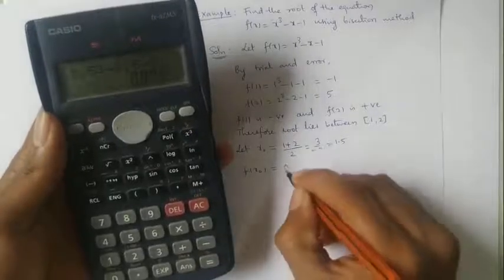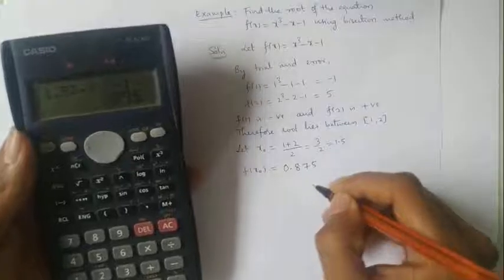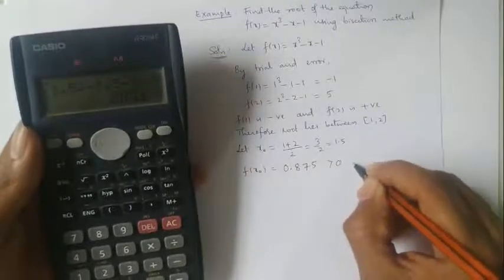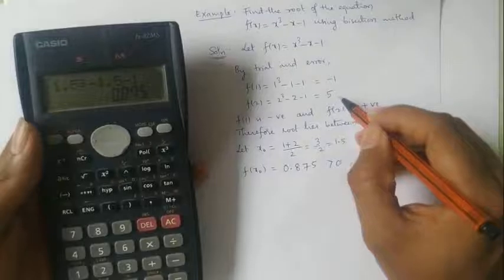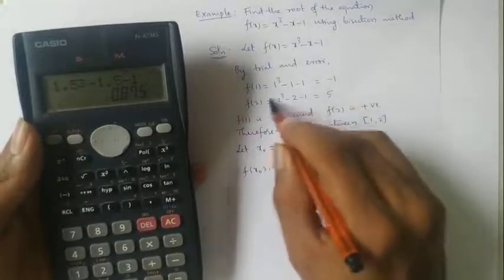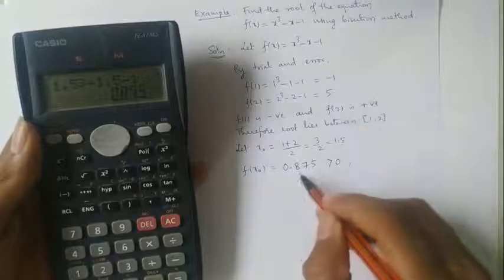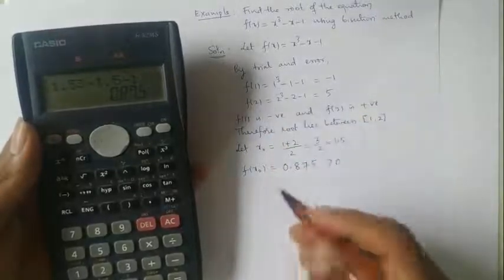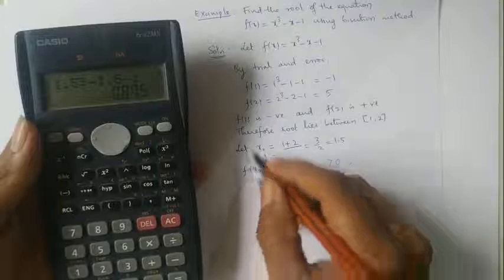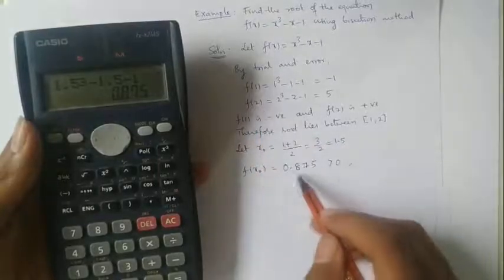So this gives you what? 0.875. So that is positive, right? Greater than 0. So then you have to revise this second value, that is f of 2 is 5. Okay, 0.875 is lower than 5, therefore instead of f of 2, now we have to take f of x naught.